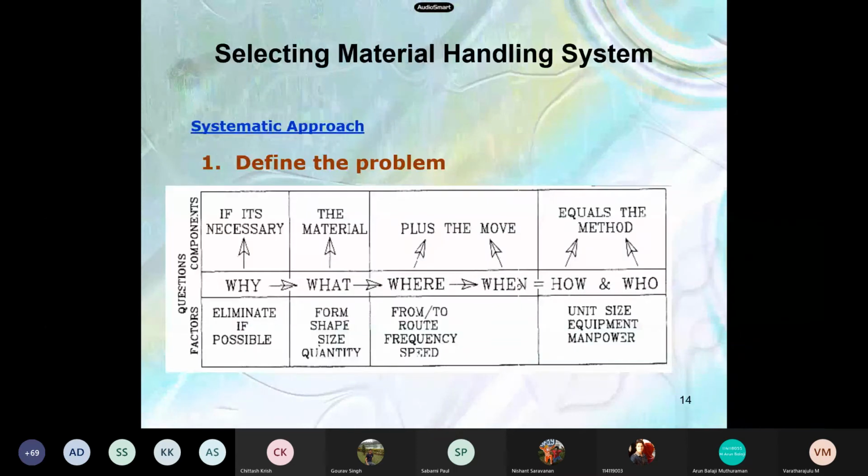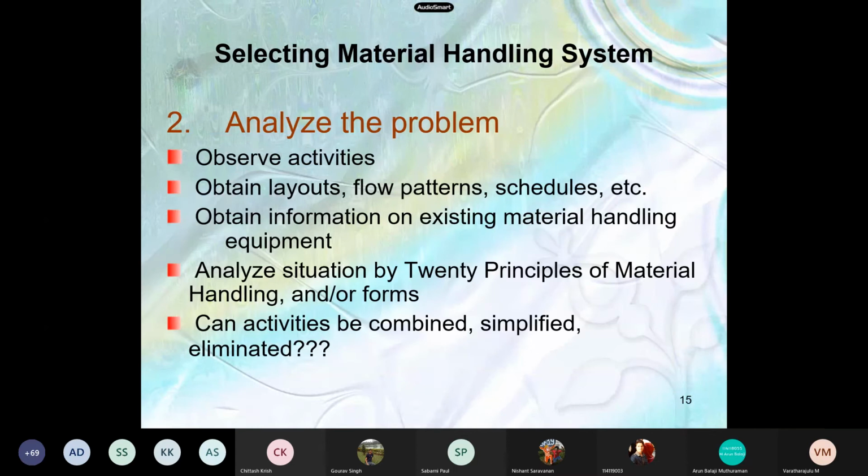And see the systematic approach we need to follow during handling the material. The first one is define the problem: why it has to be performed, in what way we have to perform, where we have to perform, and when, how and who. These we need to ask before handling material. Analyze the problem, that is, observe the activity, obtain layouts, flow patterns, schedules, etc. And obtain information on existing material handling equipment. Analyze the situation by the 20 principles of material handling that we have discussed earlier.